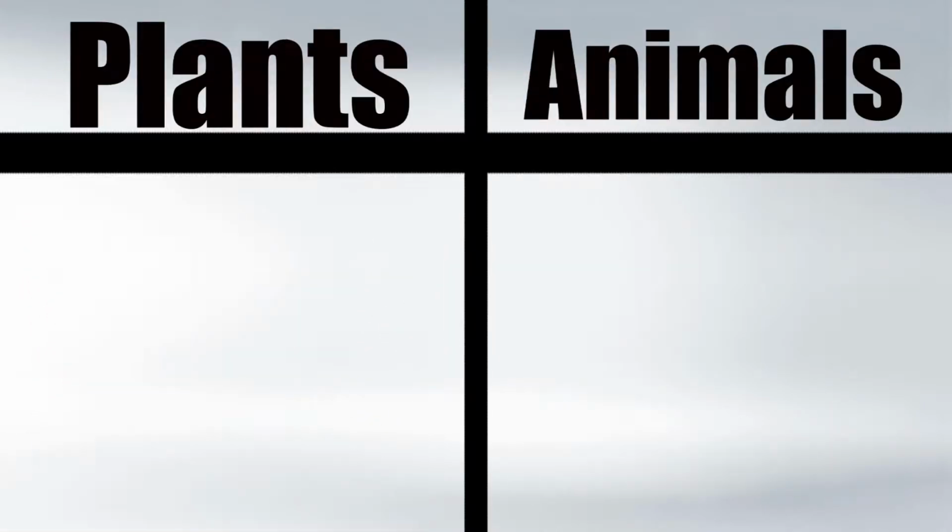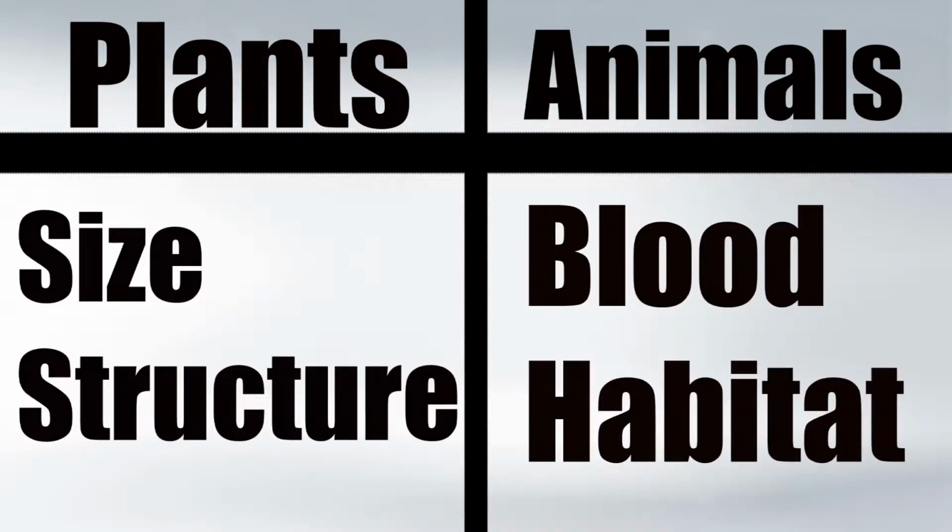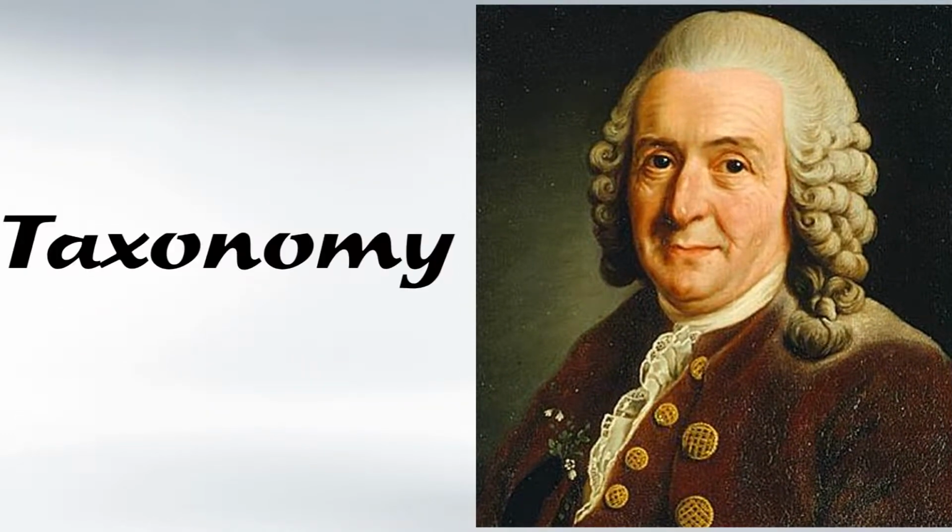Aristotle classified organisms by whether they're plants or animals, and further classified them based on size and structure if they're plants, and on blood and habitat if they're animals. This was fine until Linnaeus came along and invented taxonomy. He classified organisms using this.